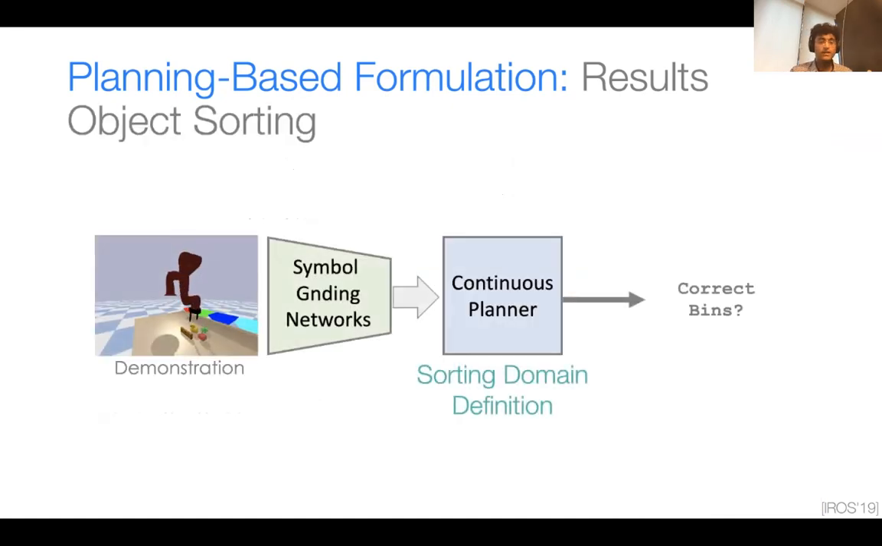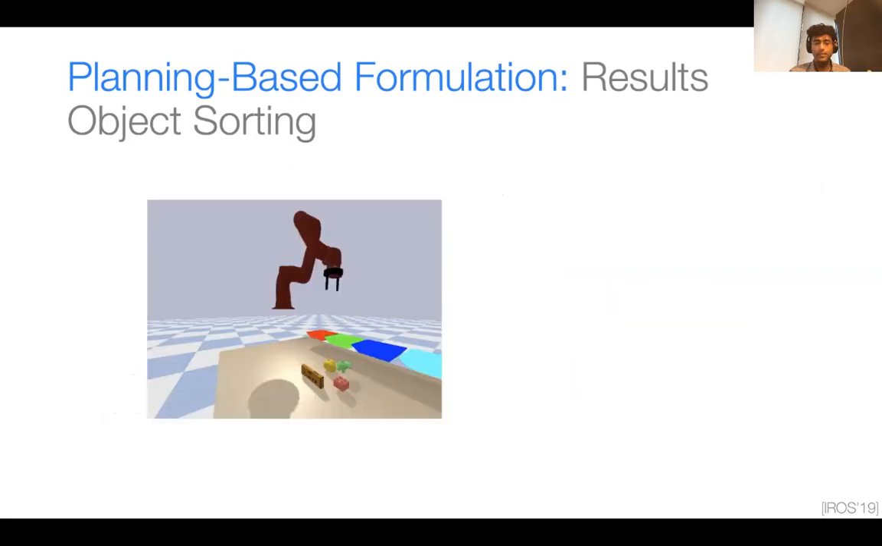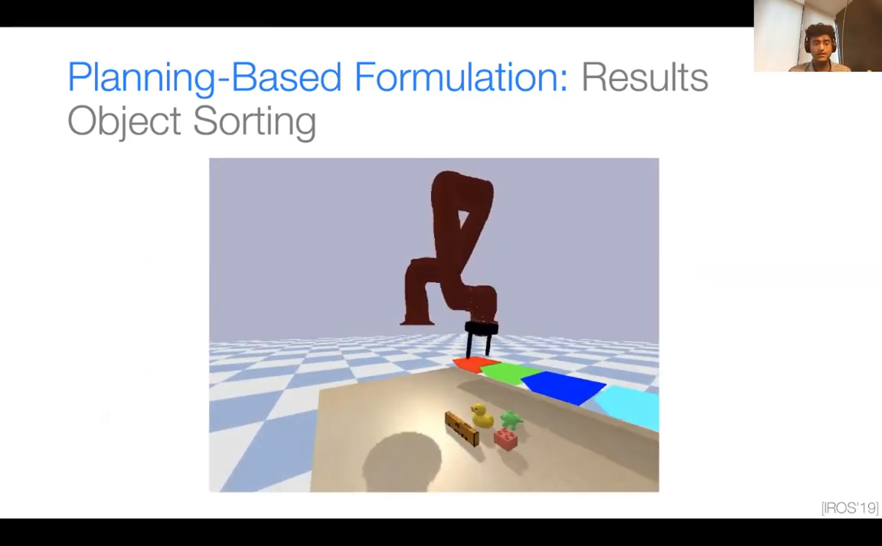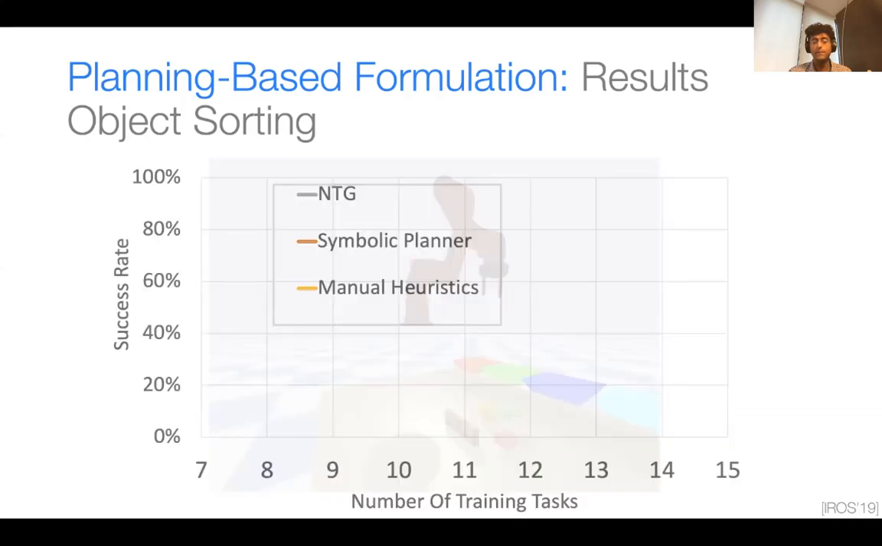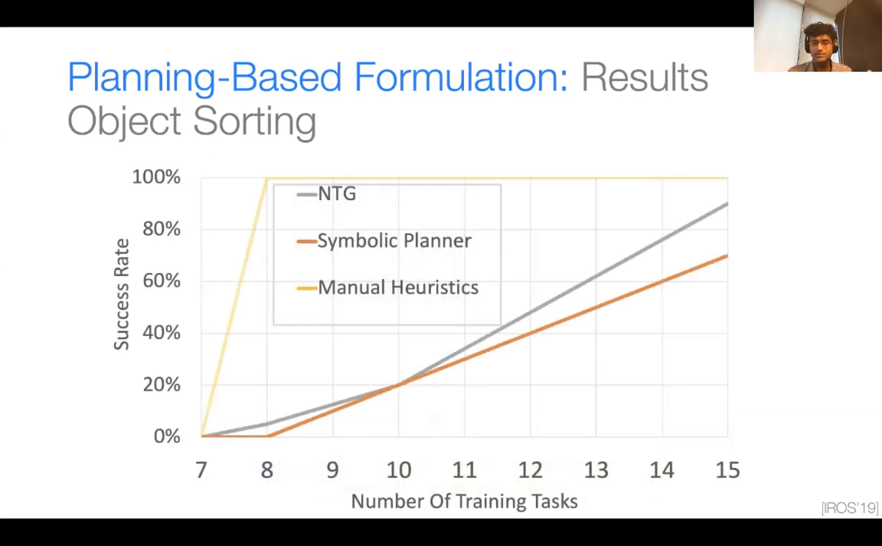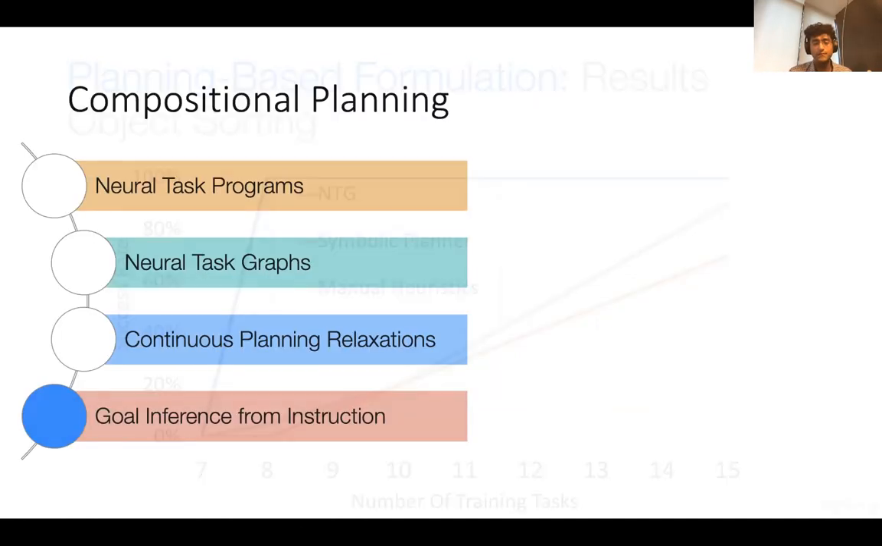Now, we can do this on other examples as well, such as object sorting, where the task is the permutation of objects in each bin. Similarly, the task is specified as a demonstration. In this case, we can again look at the same baselines and we find that our continuous planner can achieve this task with pretty much the same level of performance as manual heuristics with only eight training tasks, while baselines require much more data to achieve similar performance.